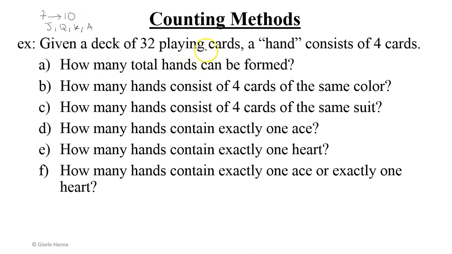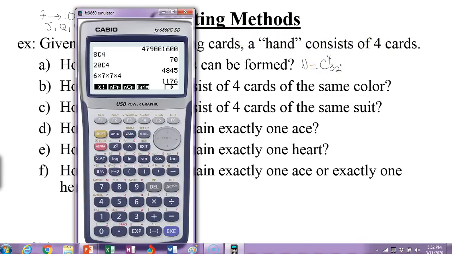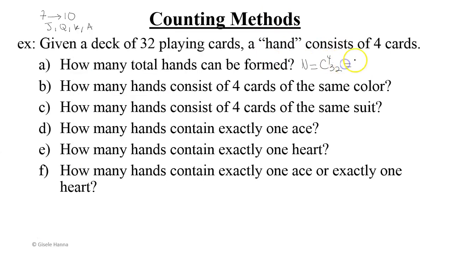So how many total hands can be formed? The total hands that can be formed when you're selecting 4 cards out of 32, so that's a combination of 4 out of 32. Now you'd notice here that 32C4 is a really huge number, so that's 35,960. So I can form 35,960 hands of 4 cards.